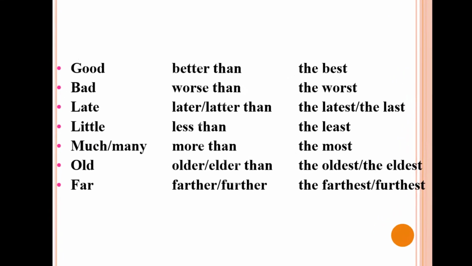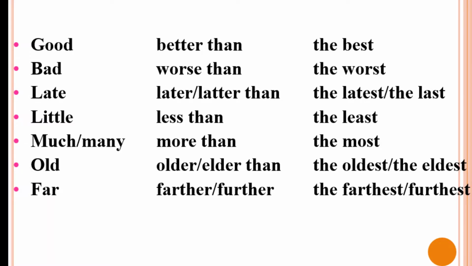Here we have good. We don't say gooder than, we should say better than in the comparative and the best in the superlative. We have bad, worse than, the worst. Late, later than. It can be with one t or with double t. The same thing, the latest and the last, as you can see. Little, less than or the least. Much or many, more than or the most. Old, older or elder, the oldest or the eldest. And the last one we have far, farther or further, the farthest or the furthest.